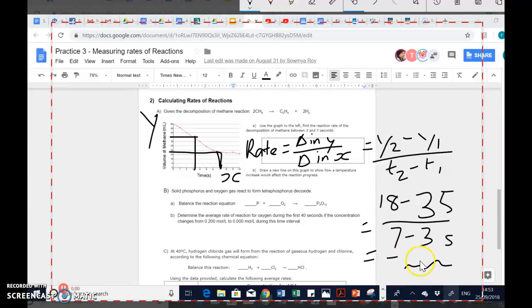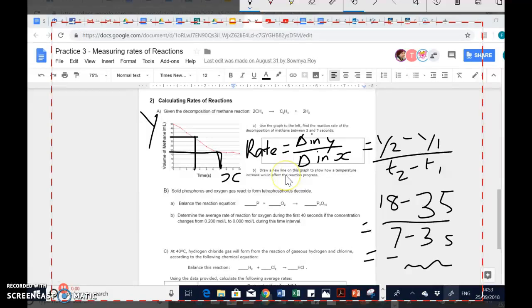Now, is it a problem that it's negative? Not really, because it's the reaction rate of decomposition. So it's decomposing. You expect it to be less over here than it is over here. So that's why it's a negative number, so that's fine.